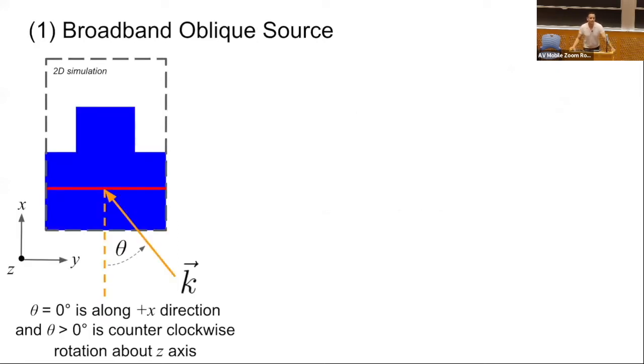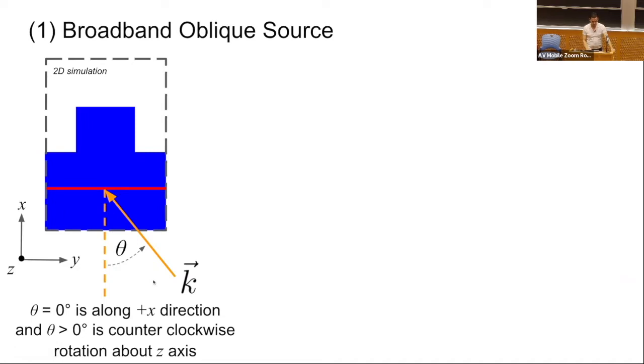Okay, so let's first talk about broadband oblique sources. Let me first define what I mean by an off-normal angle. So this is my unit cell. The plane wave is incident along the x direction. And what I'm calling the normal incidence, or 0 degrees, is the plane wave that's propagating along the x direction, okay? So that's what I'm calling 0 degrees. Anything that's greater than 0 degrees, you can assume that it has this counterclockwise rotation around the z-axis, okay?